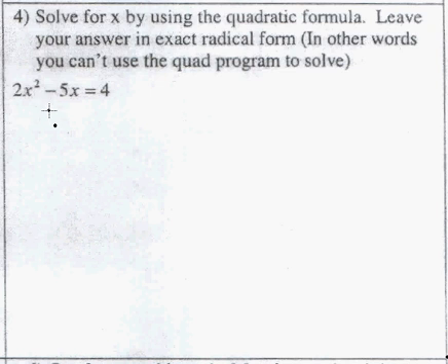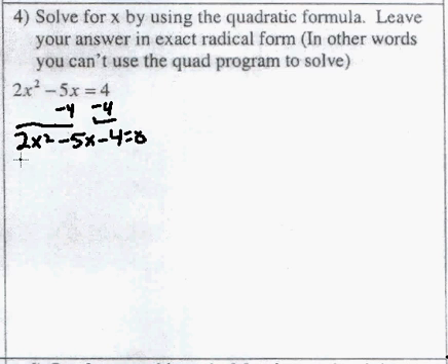Alright, so here we go. We start off with 2x squared minus 5x equals 4. In order to use the quadratic formula, we have to get one of the sides of the equation to be equal to 0. So we're going to subtract 4 from both sides of the equation. So that gives us then 2x squared minus 5x minus 4 equals 0. Therefore, my a is equal to 2, my b is equal to negative 5, and c is equal to negative 4.